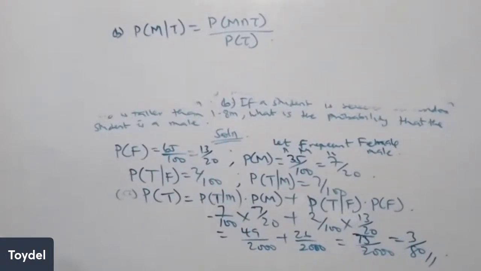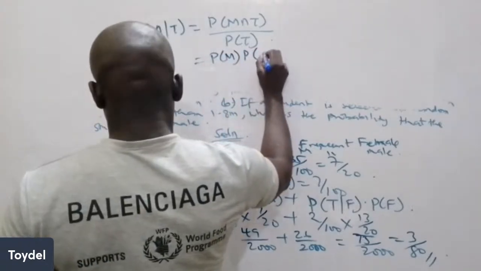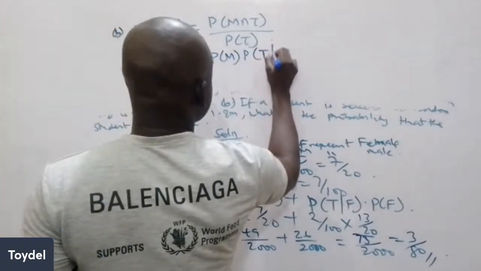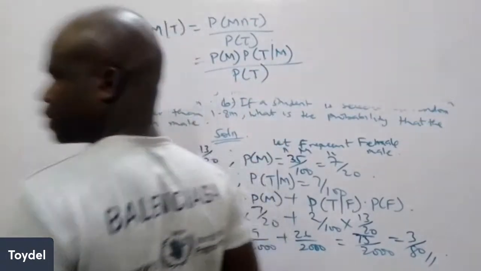Under B, we are going to have the probability that if a student is selected at random and is taller than 1.8 meters, what is the probability that the student is a male student? The probability that given that the male student and is taller than 1.8 will be given by the formula that we have on the board. Then what is the expression for probability of male intersection tall? This will be probability of male multiplied by probability of tall slash male all over probability of T.